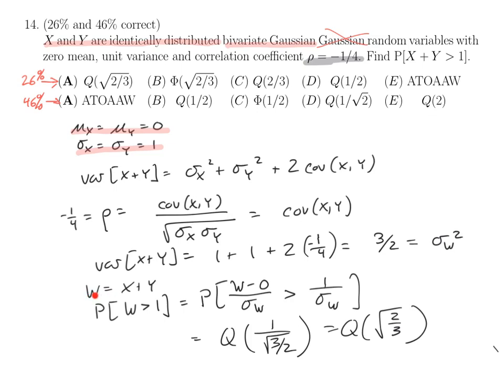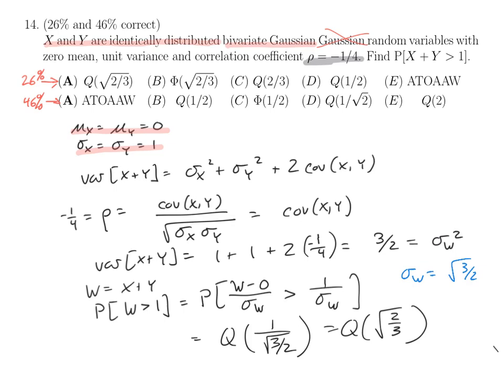And then I called this x plus y, called it w. So this is sigma w squared. But when you do normalization, it's with standard deviation. So if sigma w squared is 3/2, then sigma w is the square root of that, is root 3/2. So that answers John's question. I hope so.